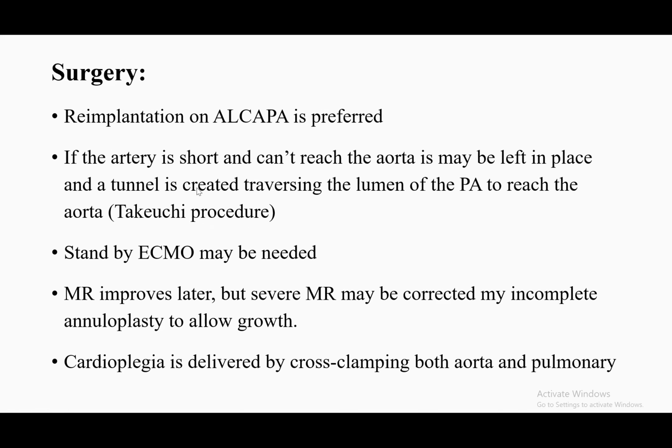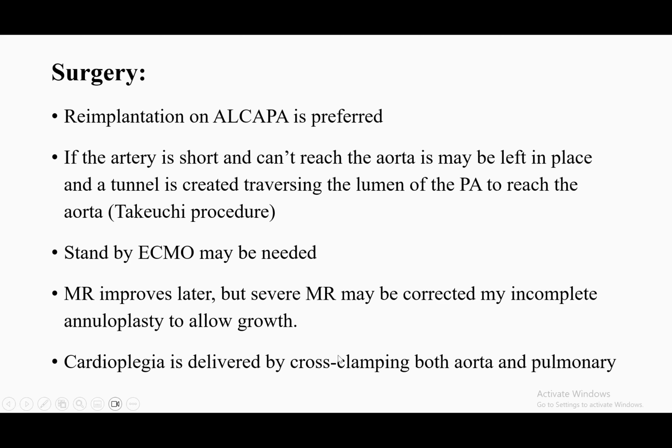Surgery: reimplantation of the ALCAPA is preferred. If the artery is short and can't reach the aorta, it may be left in place and a tunnel is created traversing the lumen of the pulmonary artery to reach the aorta. It is called the Takeuchi procedure. Standby ECMO may be needed if any mishap occurs. Mitral regurge improves later, but severe mitral regurge may be corrected by incomplete annuloplasty to allow for growth.